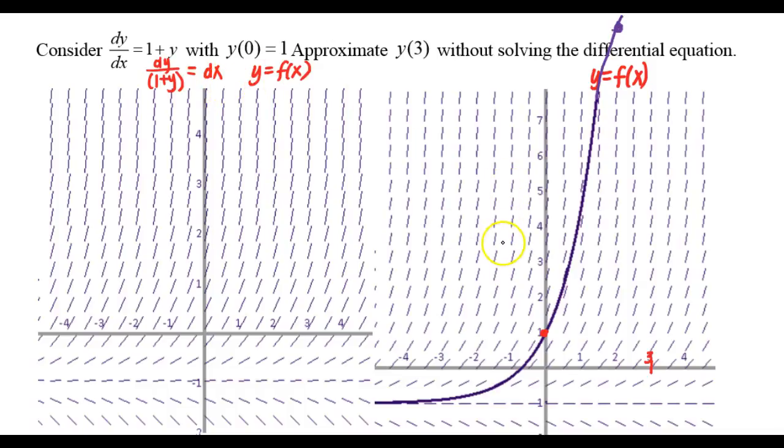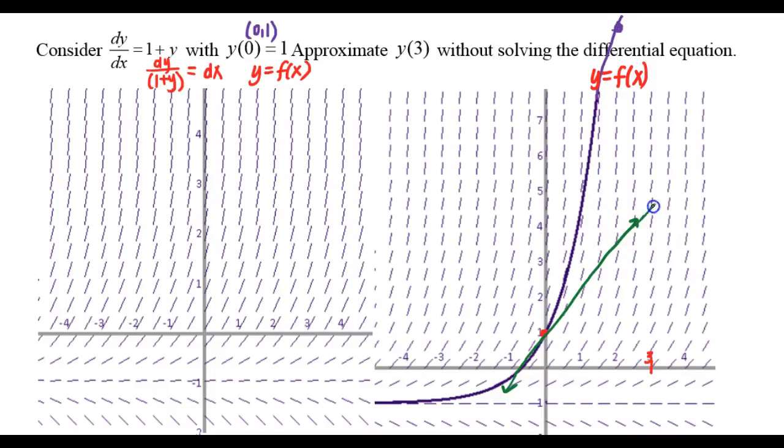One of the other things we said we could do, given a differential equation and a point on the graph, is find an equation of a tangent line. So we do have a point. This is the point 0, 1. So I can find the equation of a tangent line right at 0, 1 to this particular curve. So I can find the equation of this line right here. Now, if I used this tangent line as a linear approximation, I'm not going to get a very good answer.